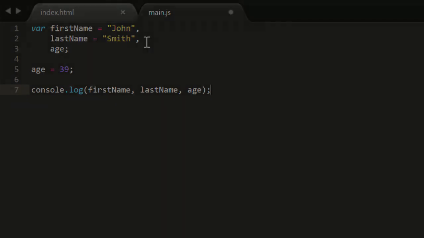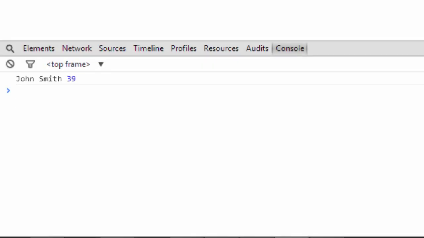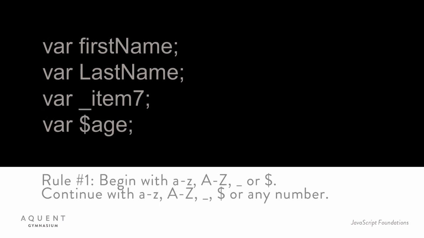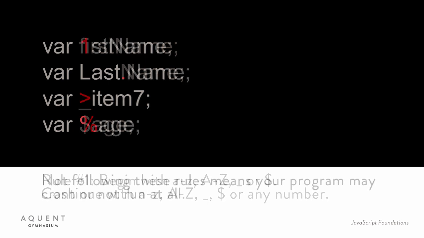And here in the console, you can see that those three values are logged all in one line. The last general thing I want to tell you about variables is how to name them. Rule number 1, a variable must begin with an uppercase letter, a lowercase letter, an underscore, or the $ sign. The rest of the characters in the name can be any of those same characters or numbers. So all of these are valid variable names.